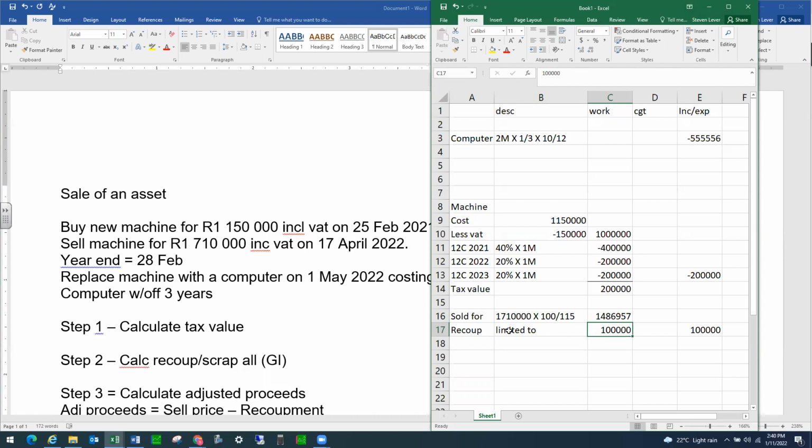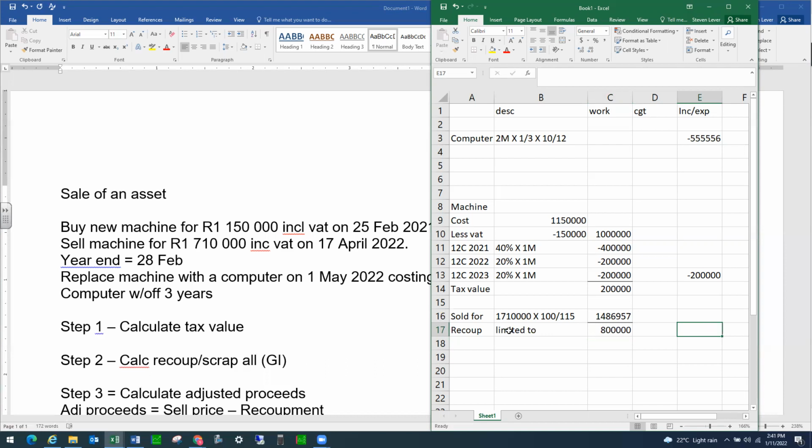Is it limited to the tax value of 200,000? No. Remember what a recoupment is. I've sold it. They are now going to take their allowances back. So how much are they going to take back? 800,000. Perfect. Is that all right? Yeah. Happy? Now, let me just explain.